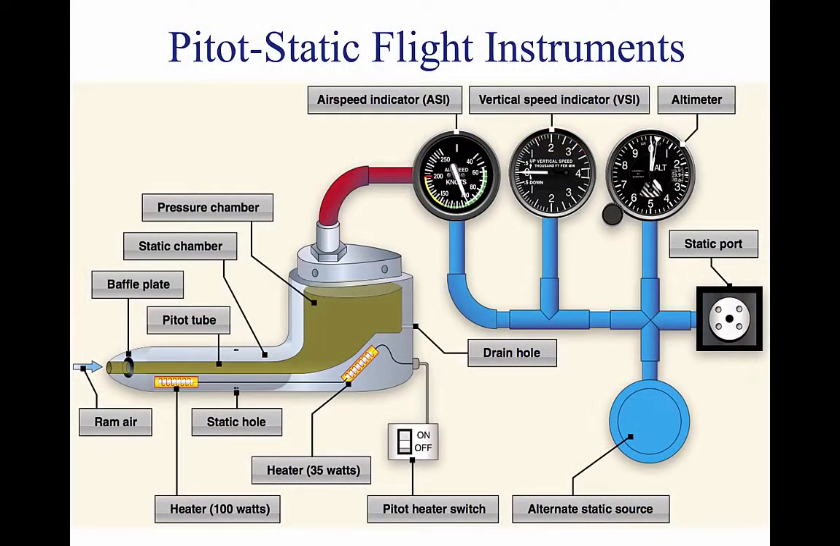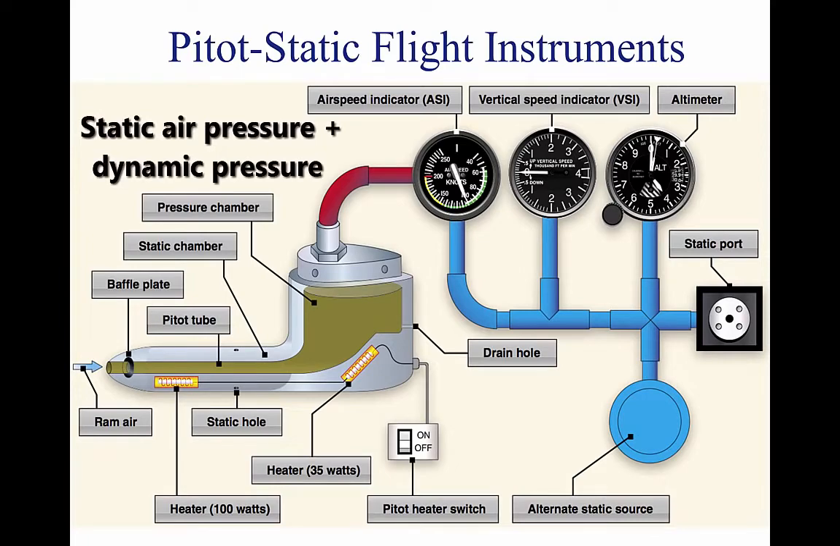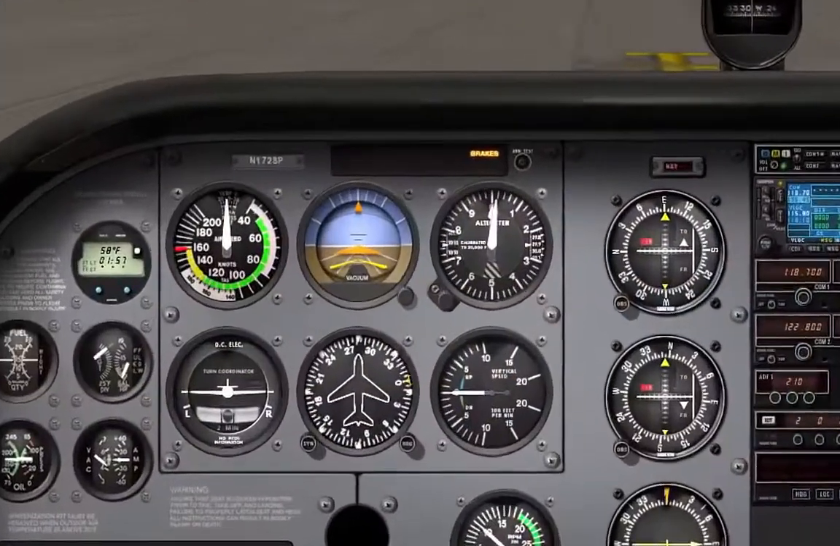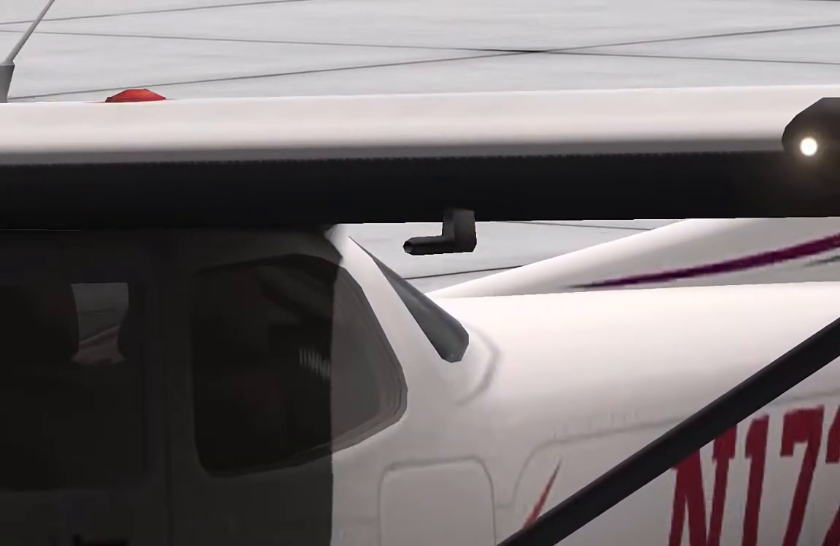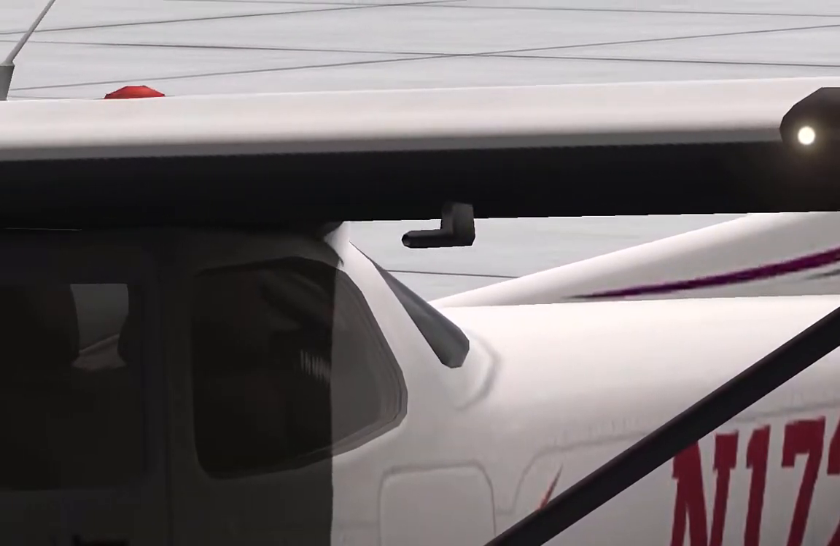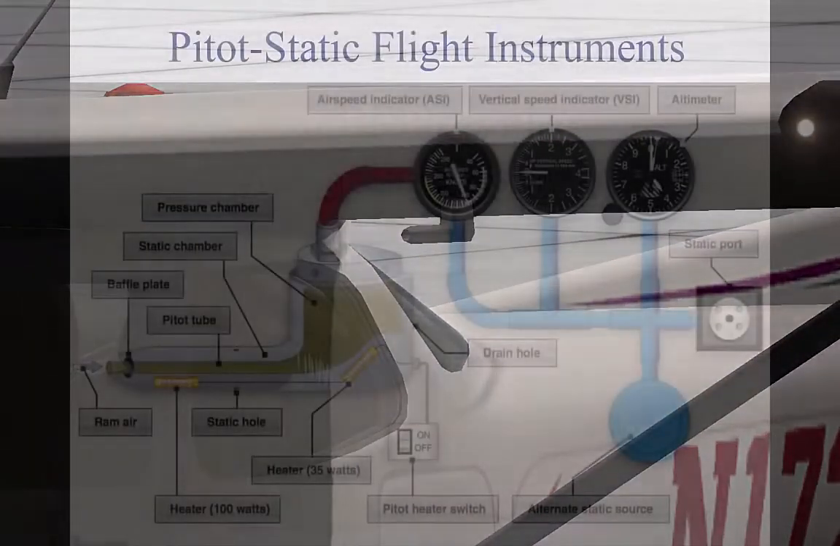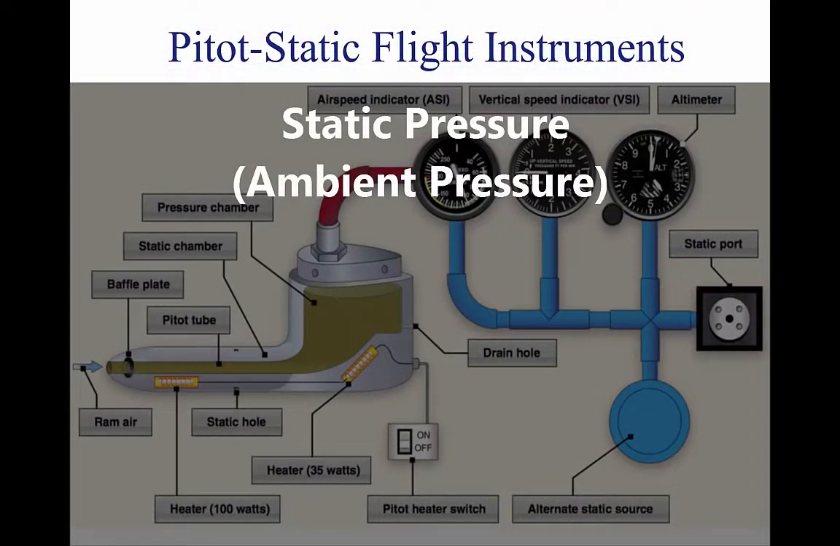The pitot-static system is a combined system that utilizes the static air pressure and the dynamic pressure due to the motion of the aircraft through the air. These combined pressures are utilized for the operation of the airspeed indicator, ASI, altimeter, and vertical speed indicator, VSI, shown above. The pitot tube is utilized to measure the total combined pressures that are present when an aircraft moves through the air.